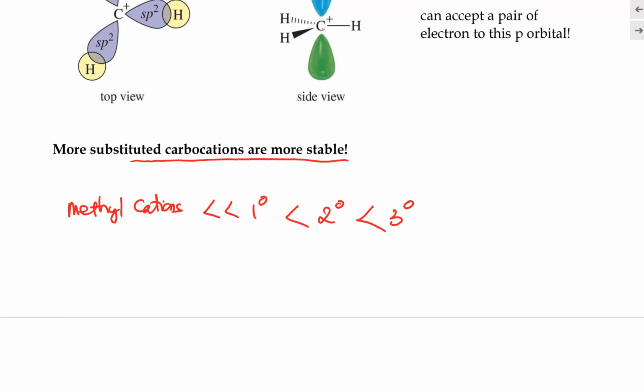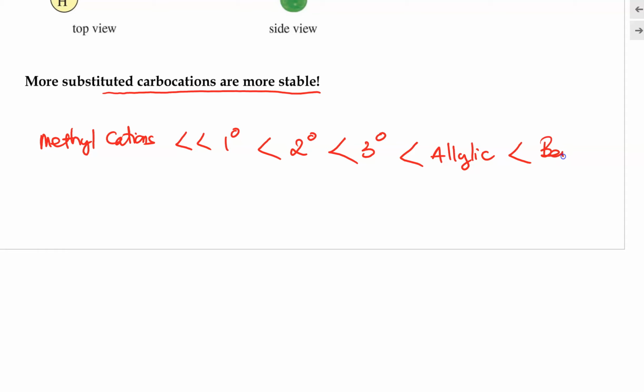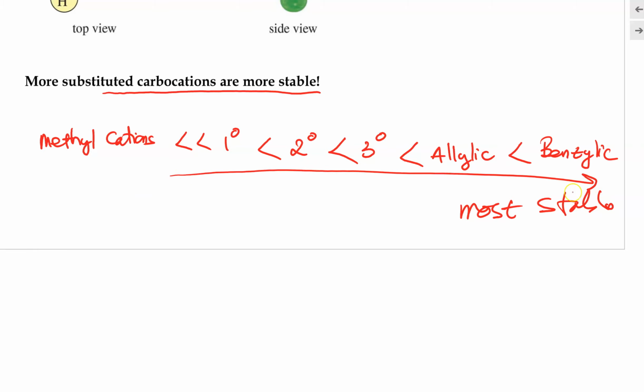And now, where do the allylic and benzylic fit in on this trend? Then here is the answer. The allylic is more stable than the tertiary carbocation. And then lastly, the benzylic carbocation. So these are basically how all of the carbocations are ranked in order of stability. This would be more stable over here. And we will discuss why we have this trend in a little bit.